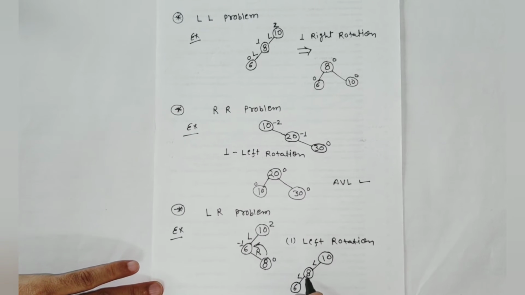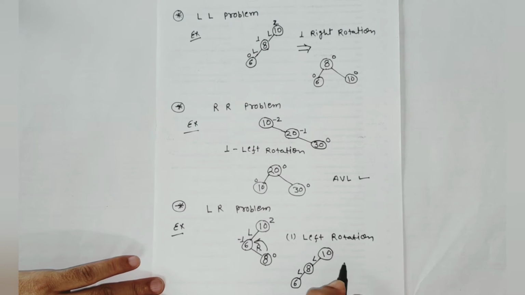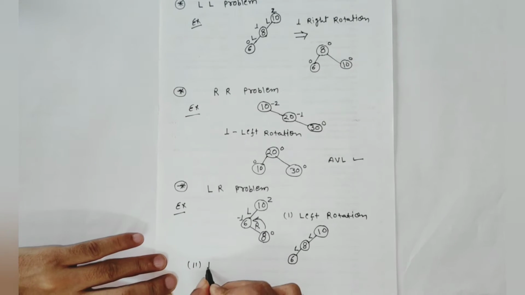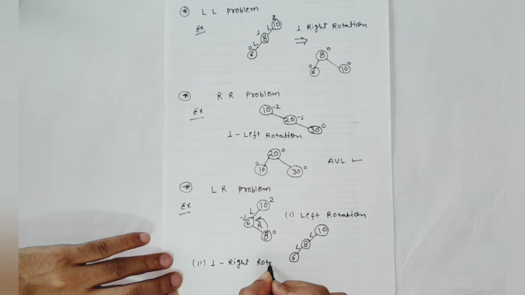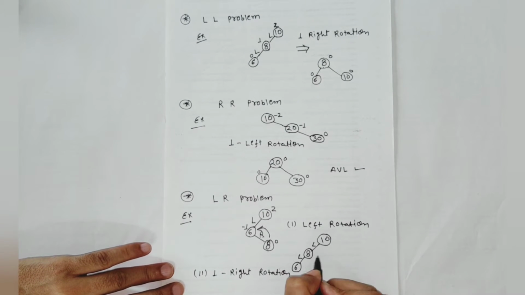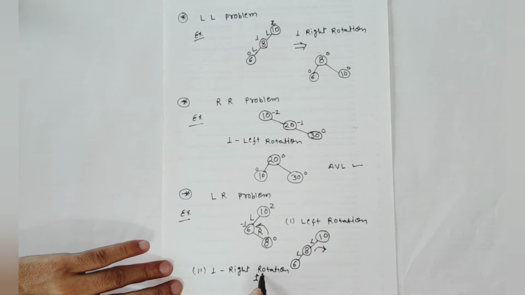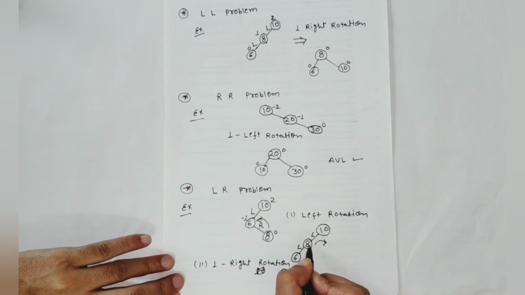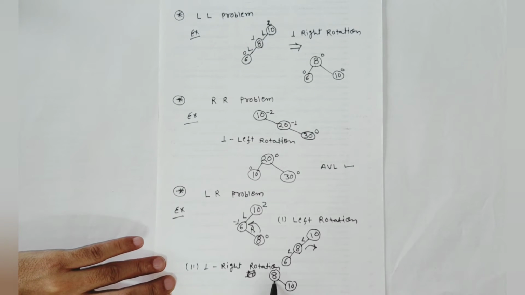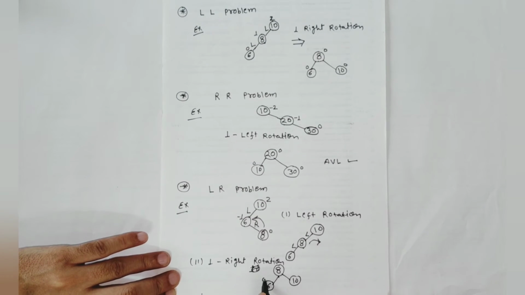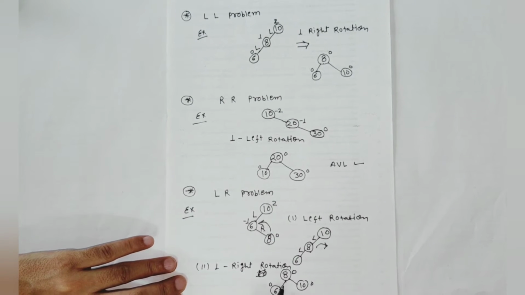Now again we will check that now it is the LL problem, because left to left is making the problem. So now we have converted our problem to the LL problem, and we already know how we can solve the LL problem. So our second move will be one right rotation. So we will rotate right. So 8 will be our new root, because we will fix 8 and we will rotate 10, and 6 will be here. Now the balance factor is 0, 0 and 0, and it is a binary search tree also. So it is an AVL tree.